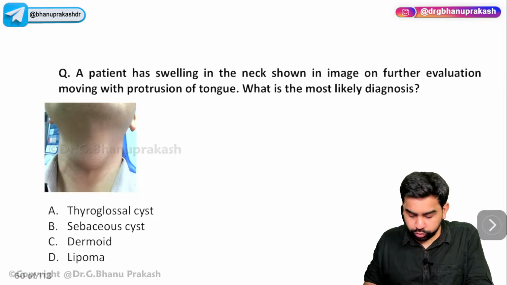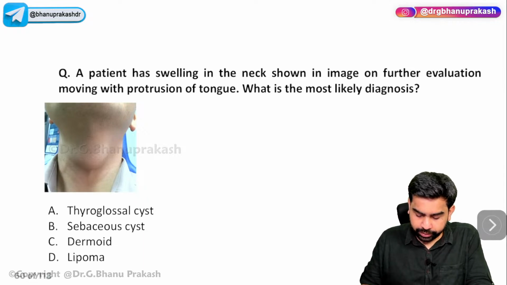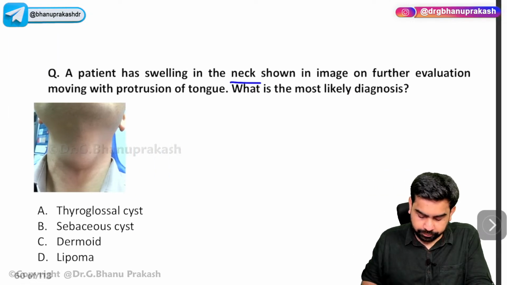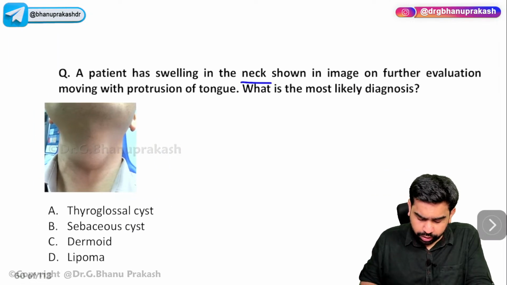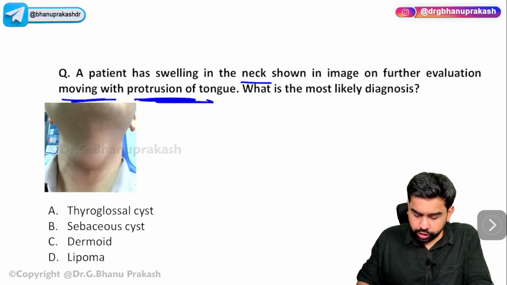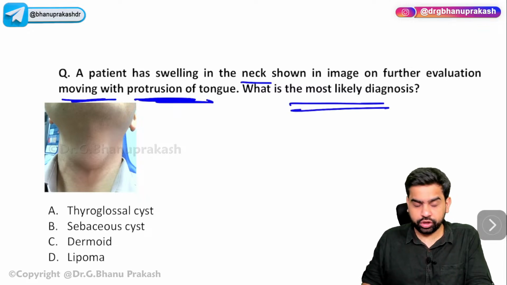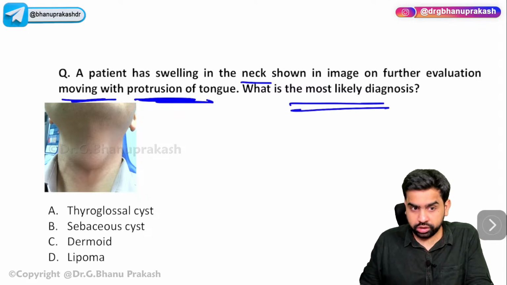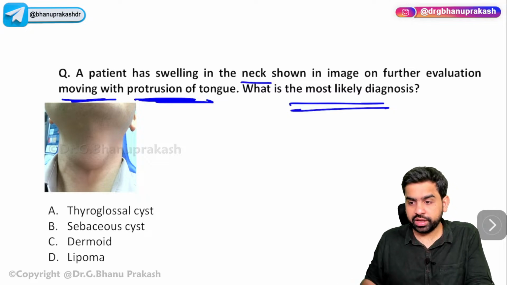Okay, so now let's move to the next question. There is a patient who is coming to you with the swelling of the neck shown in the image. On further evaluation, the swelling moves with the protrusion of the tongue. What is the most likely diagnosis of this particular patient? Is it a thyroglossal cyst, sebaceous cyst, dermoid, or lipoma? So what do you think? What is the answer over here?